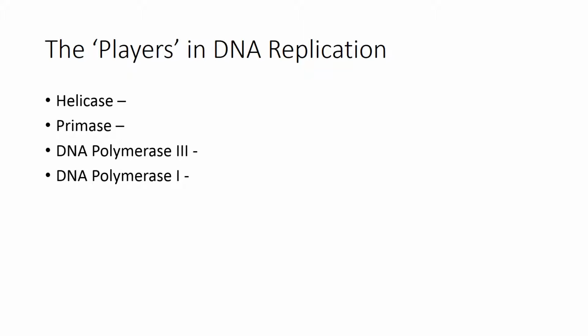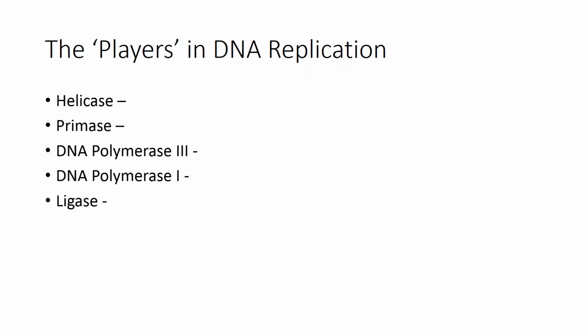Our next player is going to be DNA polymerase 1. What does it do? It comes in and it's going to replace the RNA primer with DNA. So it's going to take out that RNA primer, add a DNA molecule, or replace the RNA nucleotides with DNA nucleotides. And the last enzyme is ligase.